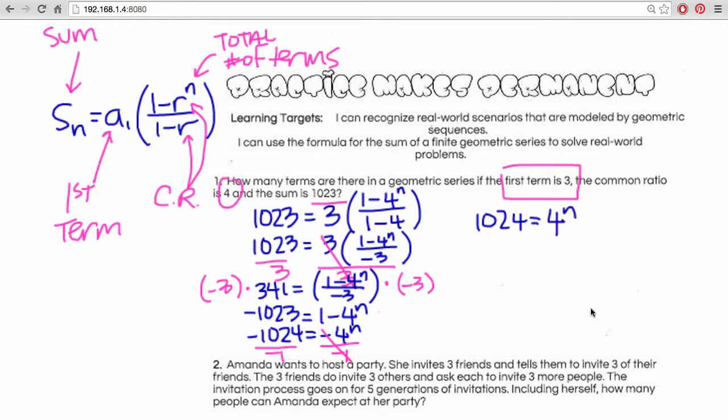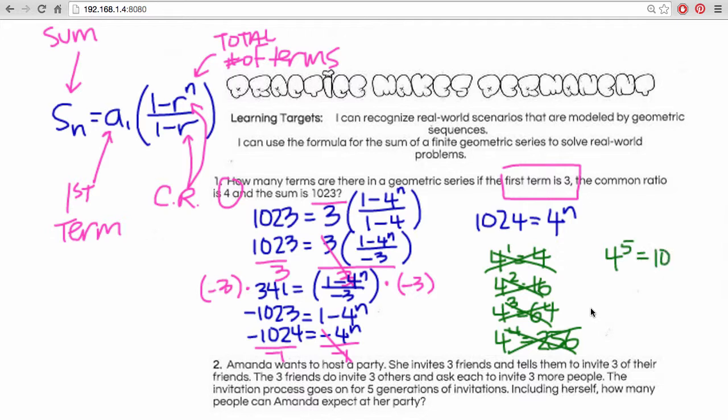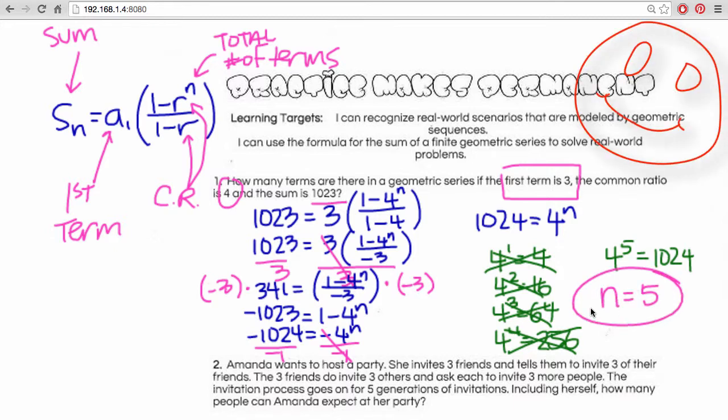Now at this point, we're just trying to figure out what value we can plug into the exponent to get 1024. And we can check. So 4 to the first is 4, so that's not going to work. 4 to the second is 16, it's not going to work. 4 to the third, that's 64, it's not going to work. 4 to the fourth is 256, not going to work. But 4 to the fifth is 1024. So n equals 5. And that's it.